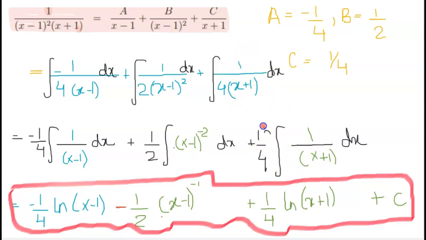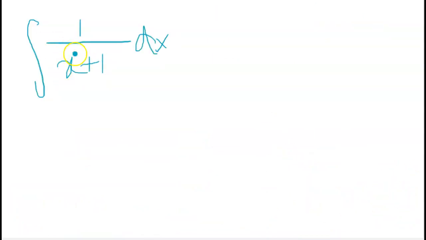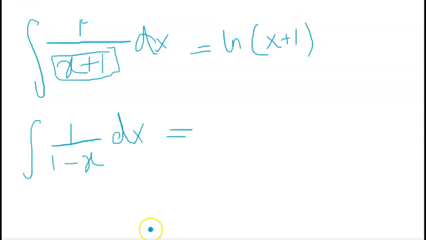Then I got 1 over 4 here, and that will become ln of (x plus 1). And we need to put this c, which is a constant of integration. If the question is like that, 1 over (x plus 1), what's the differential of x plus 1? Just 1, isn't it? And if the differential of this thing, not the integral, the differential, exists on the top, the answer is ln of (x plus 1).